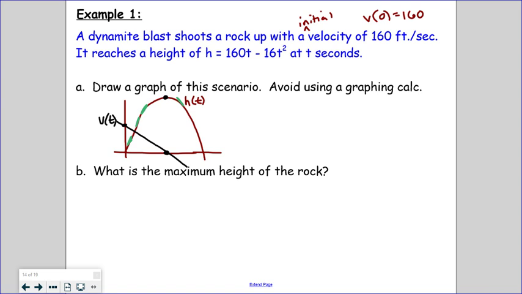What is the maximum height of the rock? Now, we're not using your graphing calculator, because otherwise I'd say type in h of t and use your max function, right? That would be really easy to do. But this is not a sample of a calculator question. This is something we can totally do without a calculator. I need to know what that is, right? I need to know that maximum height.